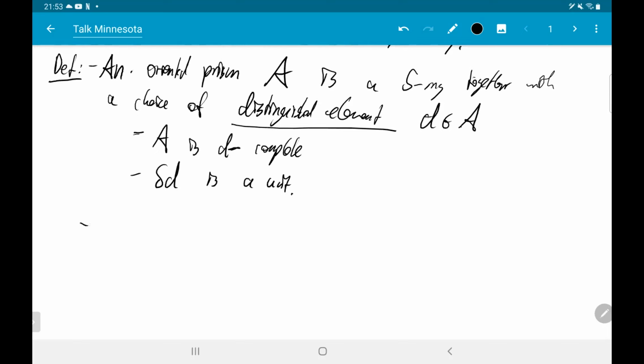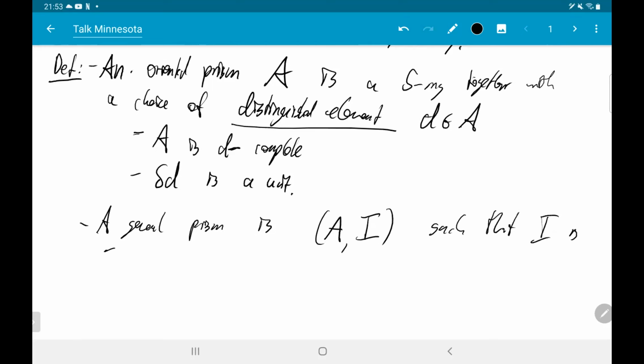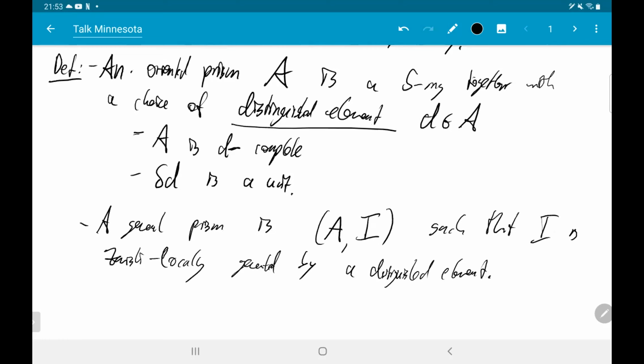And then a general prism is a pair of a delta ring A and an ideal I, such that I is Zariski locally generated by a distinguished element. So basically, you're just not remembering a choice of distinguished element, just the principal ideal generated by it.